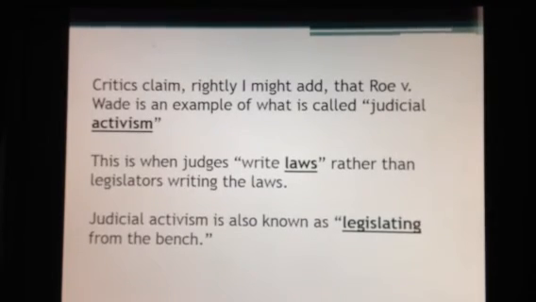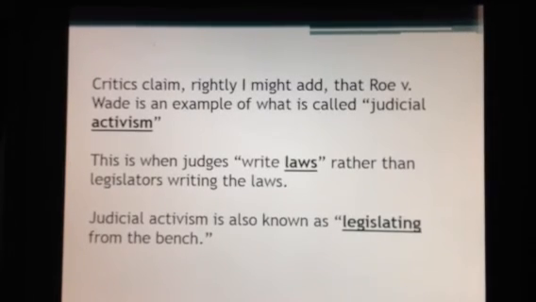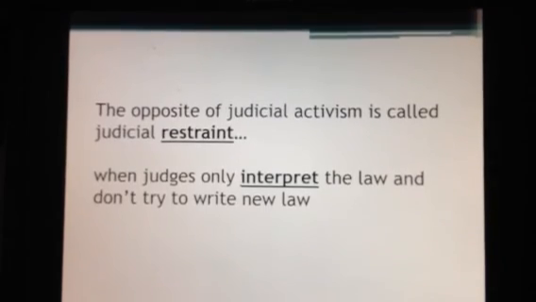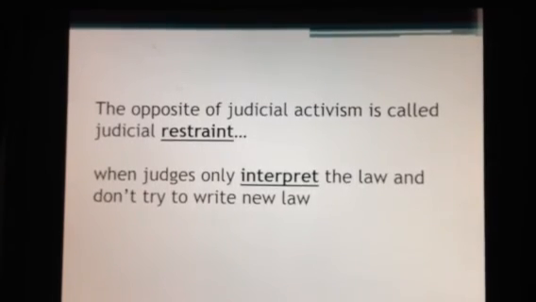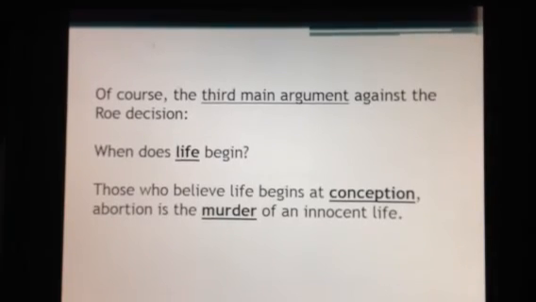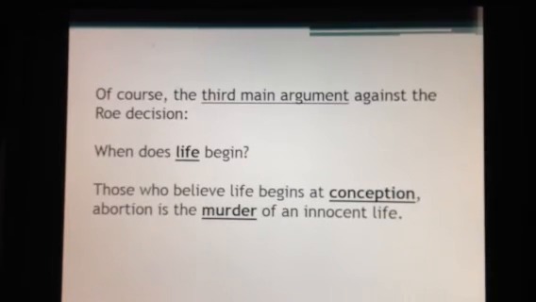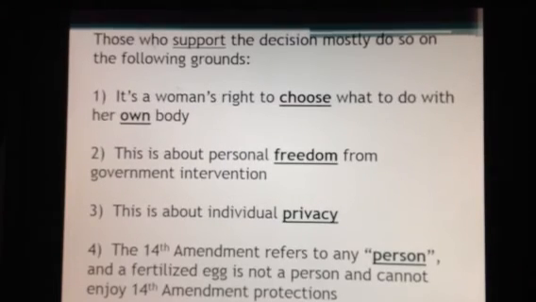Critics claim, and I might add rightly, that Roe versus Wade is another case of judicial activism, that the judges were actually writing abortion law. And law should be left to legislative bodies, not to the courts. The opposite of judicial activism, of course, is judicial restraint. We've talked about this, where the judge should only interpret the law rather than write new law. The third argument against the Roe decision was when life began. Many believe life begins at conception, therefore abortion is murder of an innocent life.